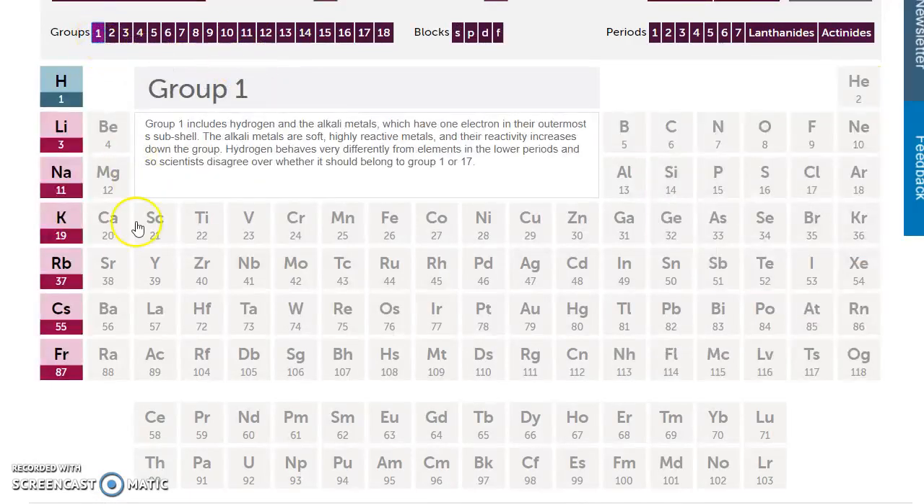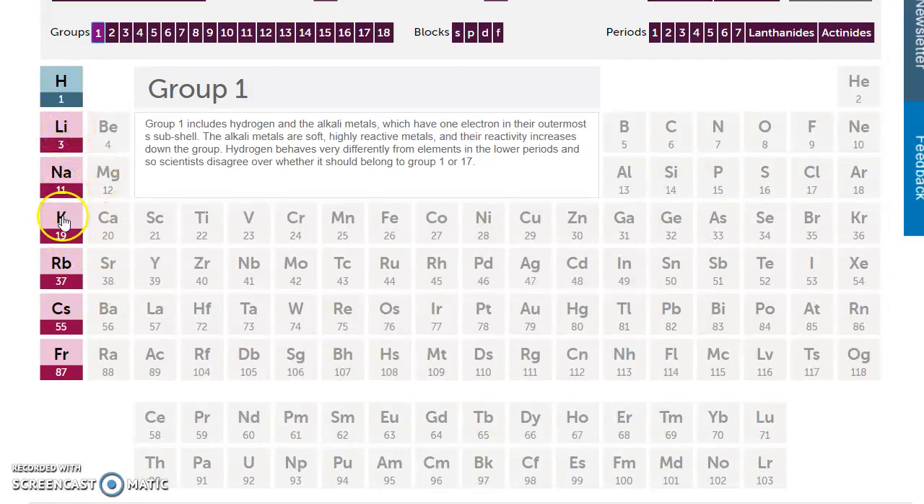So all the group 1s, these are called the alkali metals. They are the most reactive of all the metals, and they are ordered with the most reactive metals being at the bottom. So lithium is the least reactive, followed by sodium, then potassium is a little bit more reactive again.